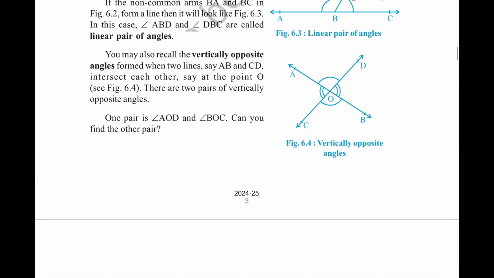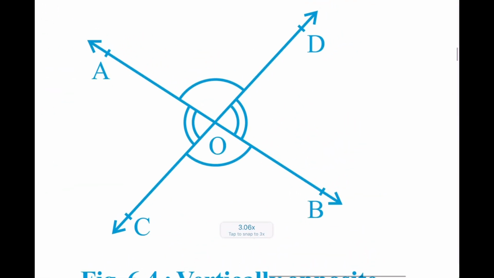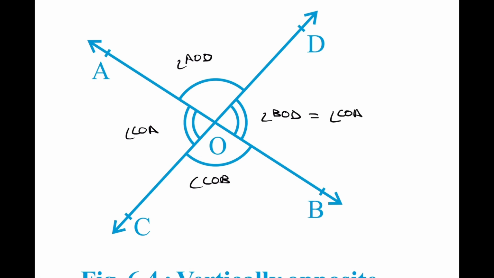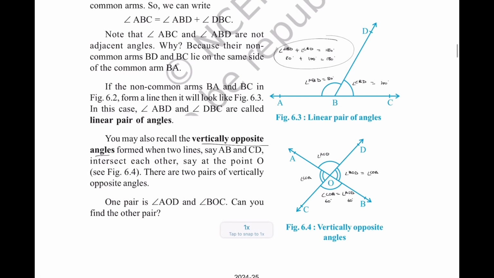Now there are vertically opposite angles. If two lines are intersecting each other, four angles will be formed and opposite angles will be equal. As we can see here, the opposite angles will be equal to each other. For example, if the angle COB is 60 degrees, then the angle AOD will also be 60 degrees.